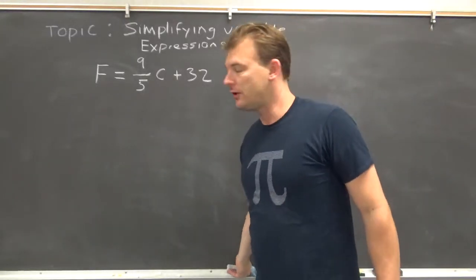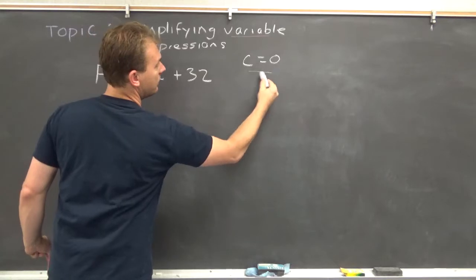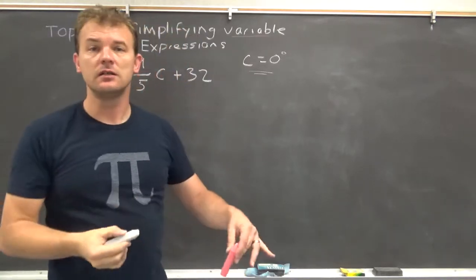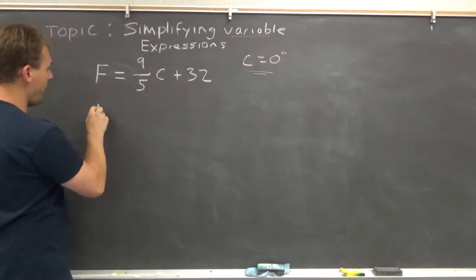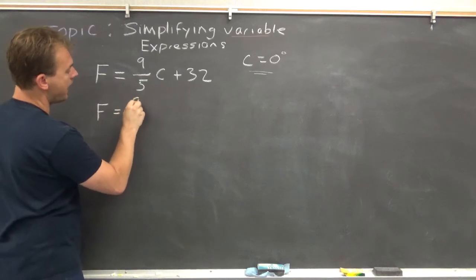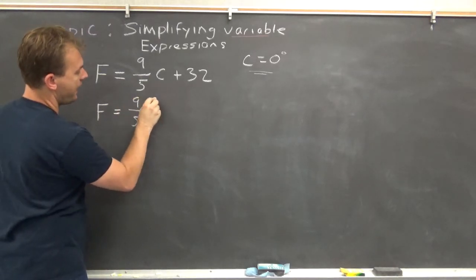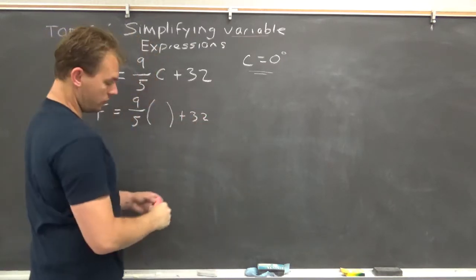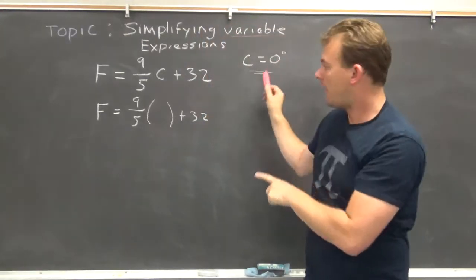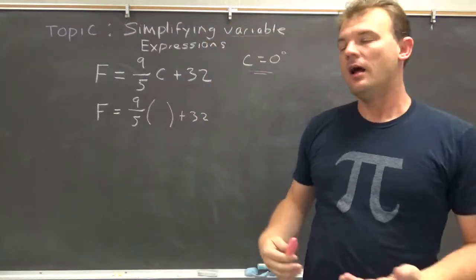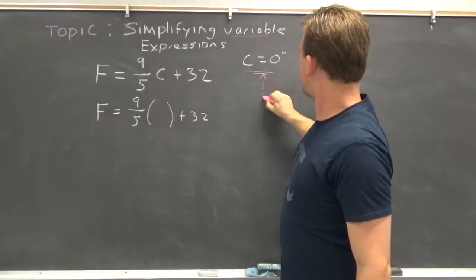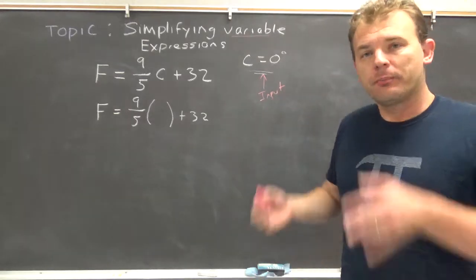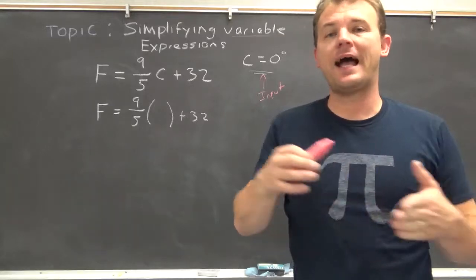All you really have to do is take this value, where Celsius is 0 degrees. So you would go F equals 9/5, and then right here you put the variable value that you want to find. Think of this as an input. You're putting something into the machine to produce something out of the machine.